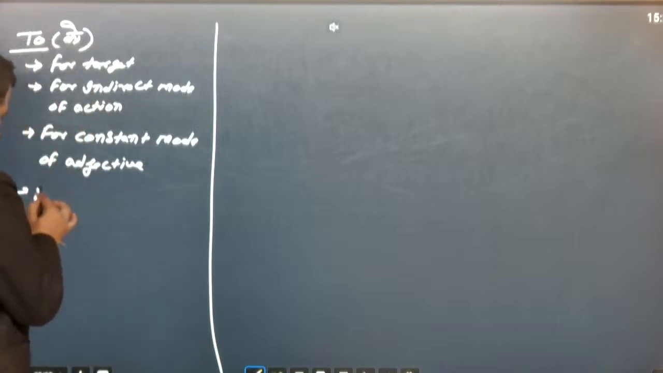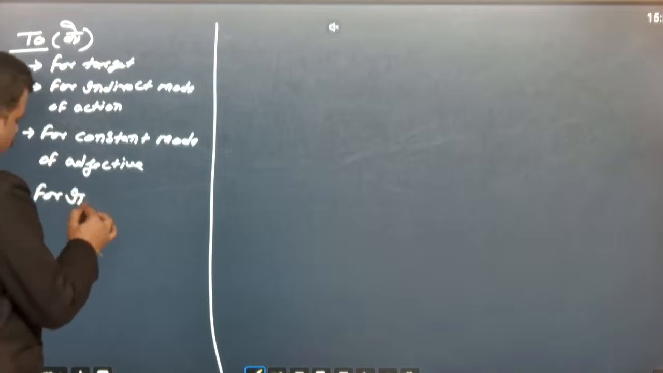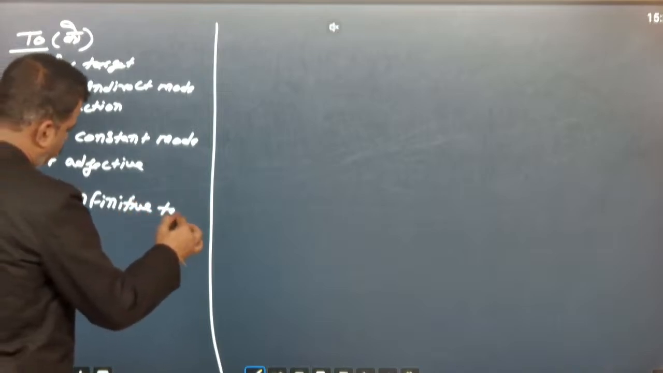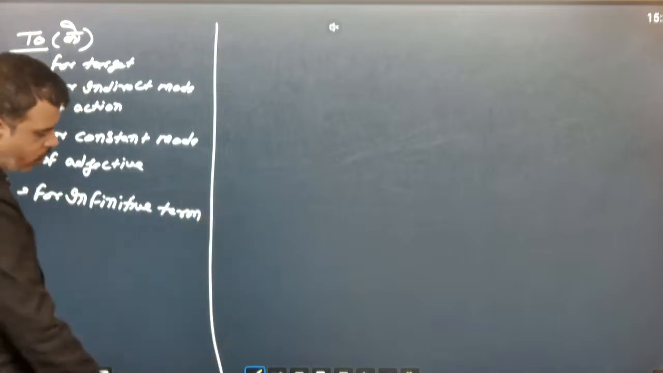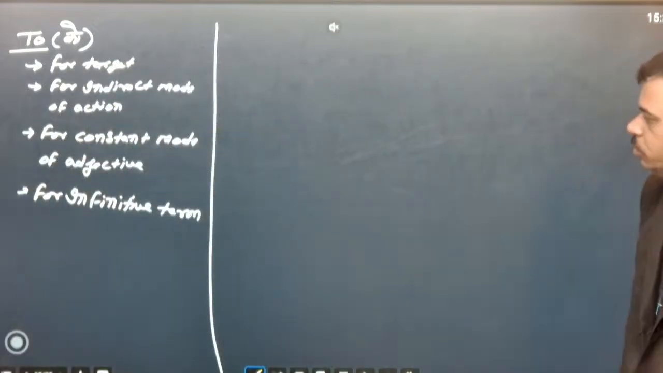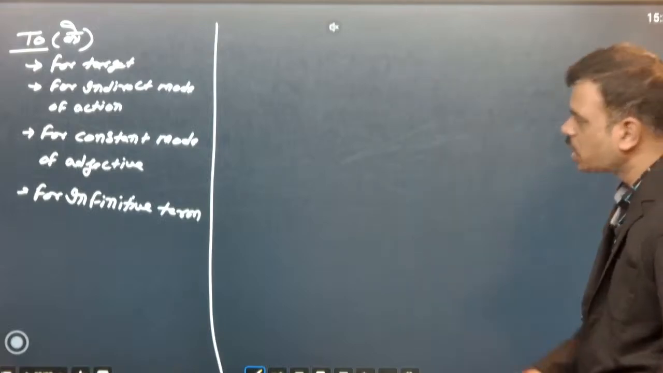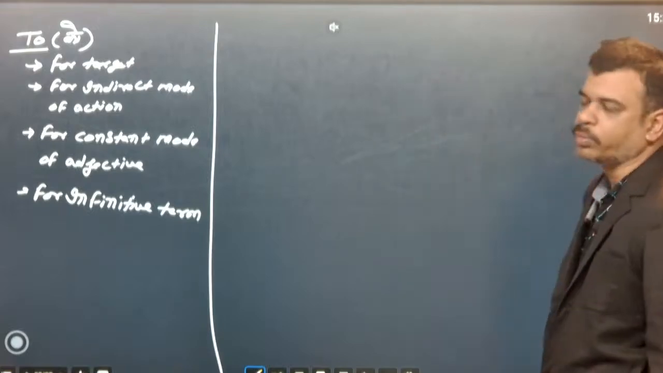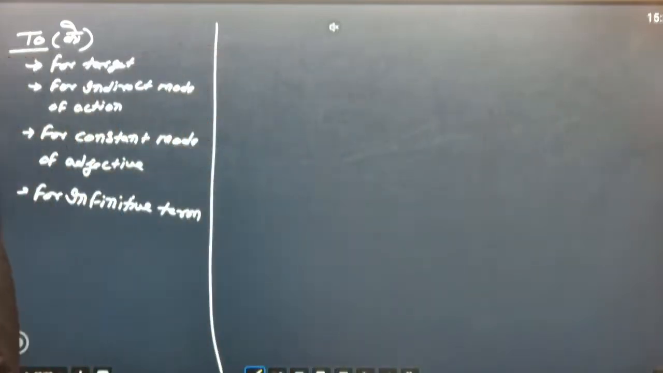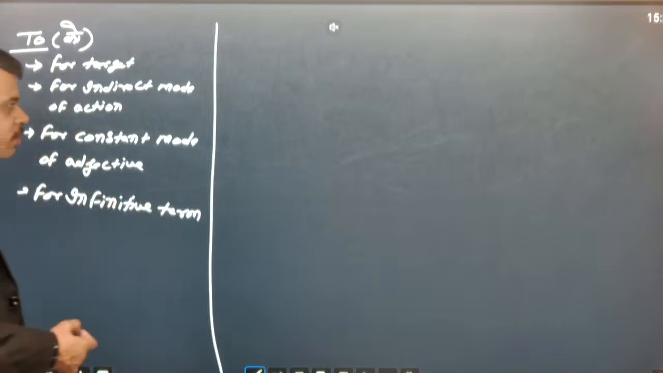एक और लिखें, for infinitive term. So for these 4 points we go with to. हम इन 4 पॉइंट्स के लिए to के साथ चलते हैं. देखो छोटा सा वर्ड है, काफी इंपॉर्टेंट है, समझो, क्योंकि इसमें काफी सारे केसेस हैं. तो एग्जांपल देखेंगे.